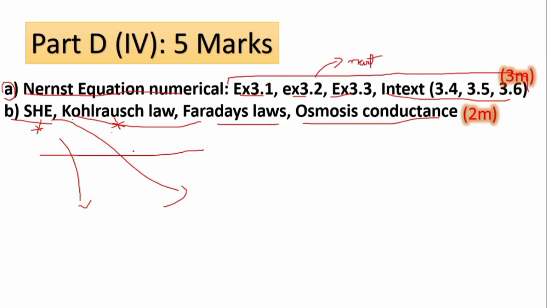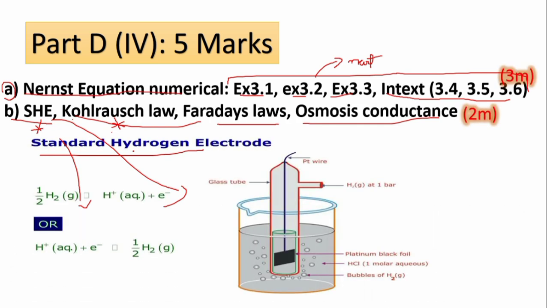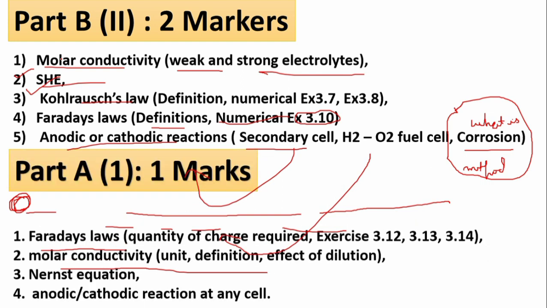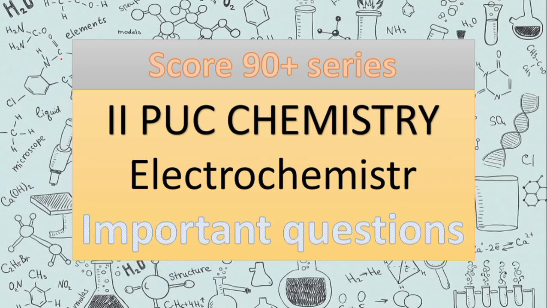So I'll quickly recall what we learned. The 5 marks question, part A carries 3 marks, part B 2 marks. Then the standard hydrogen electrode, most of the time they ask the diagram. If they ask, sometimes you have to write this equation. Then I explained the 2 marks, then the 1 marks also I explained. So now this lesson, as every lesson, has one 5 marks question, one 2 marks question and one 1 mark question. As usual, it has an 8 marks question.